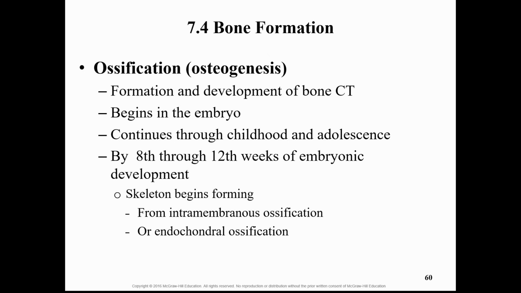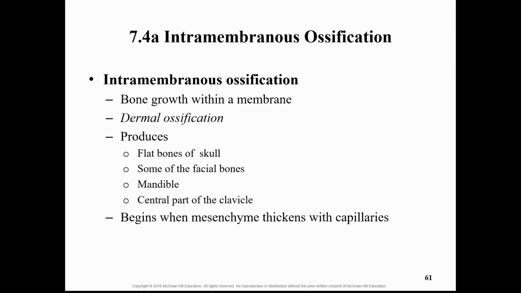Intra means within or between, so intramembranous ossification is between two membranes, and endochondral ossification, endo is from within, and then chondro, of course, would be cartilage, so this is growth from within the existing cartilage. So intramembranous ossification, as I mentioned, is bone growth within a membrane. This is going to produce flat bones of the skull, some of the facial bones, the mandible, and this begins when mesenchymal tissue thickens with capillaries.